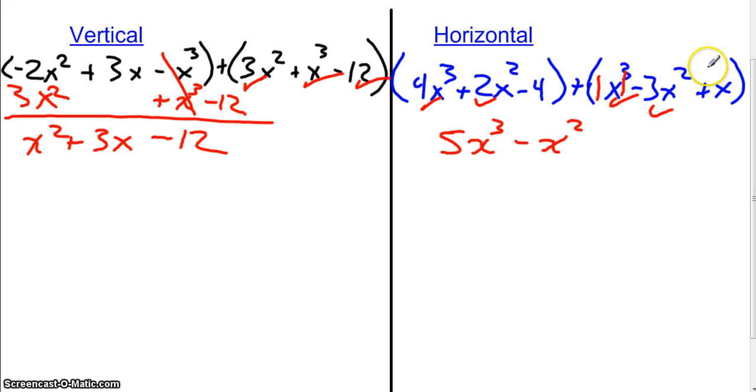Which of the next terms, x or negative 4, has a higher degree? X has a degree of 1, and 4 has a degree of 0. No variable, right? So we will take the next degree plus 1x, and then we add our constant plus negative 4. Okay, so you can see that I check off each term as we go so that I can account for every detail in these expressions, which is a good method for making sure you have them all.